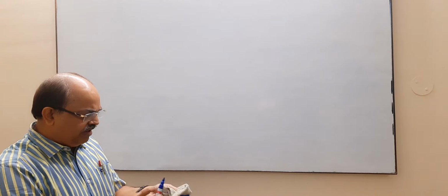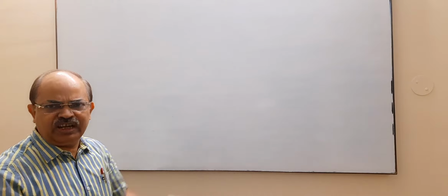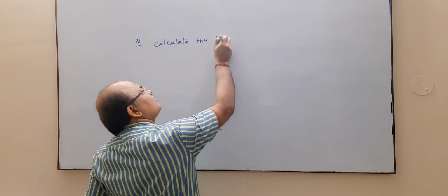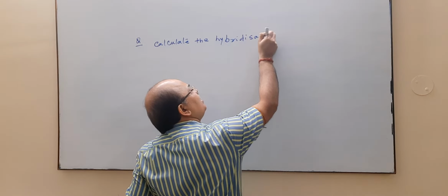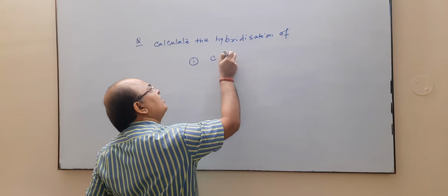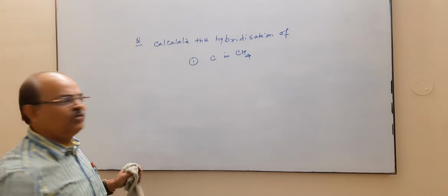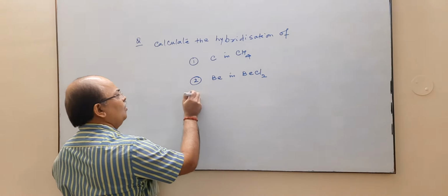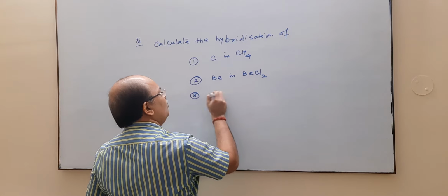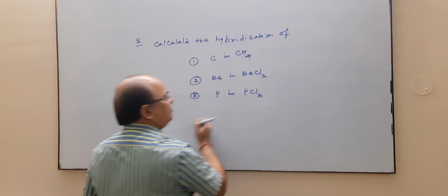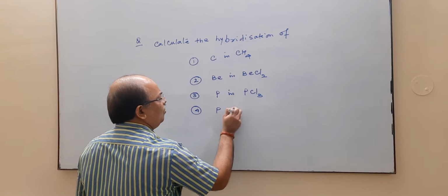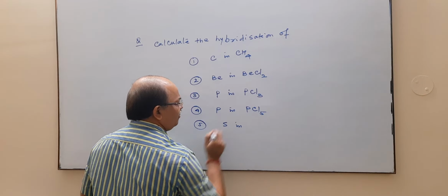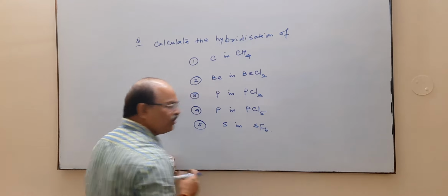For example, we have a question. Let us take one or two questions. The question is: calculate the hybridization of number 1, carbon in methane; number 2, beryllium in beryllium fluoride; number 3, phosphorus in PCl3; number 4, phosphorus in PCl5; and number 5, sulfur in SF6.